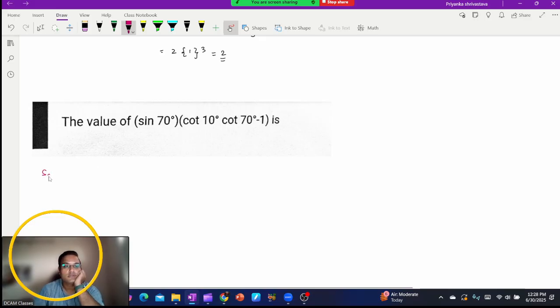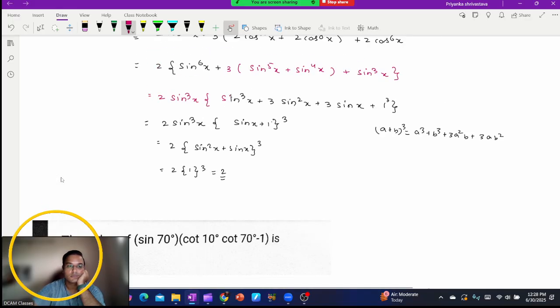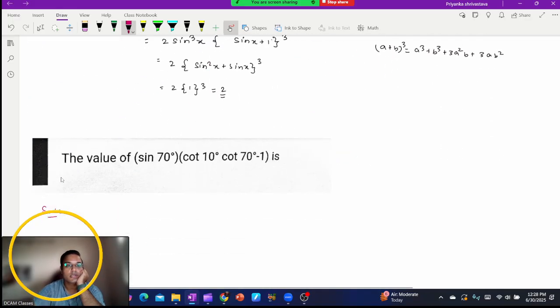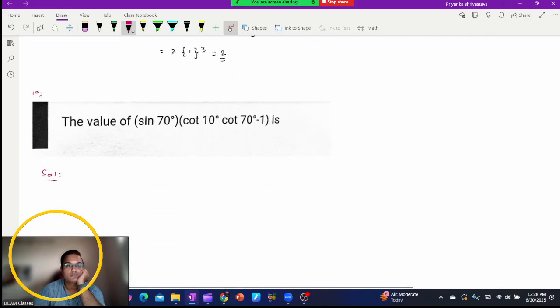Let's see what this question is. It's supposed to be question number 19. This is sin 70 into 1 minus tan A tan B, right? Tan 10 into tan 70.